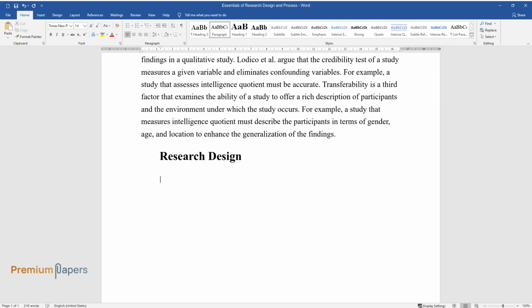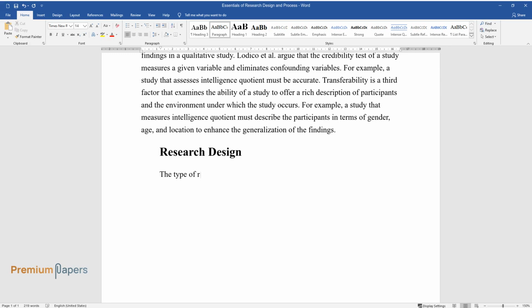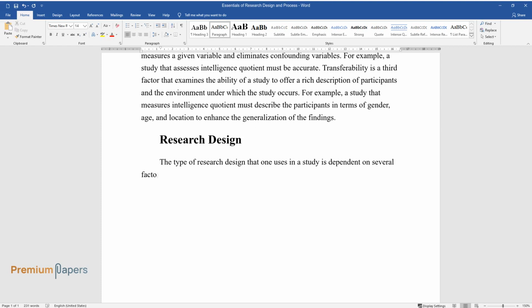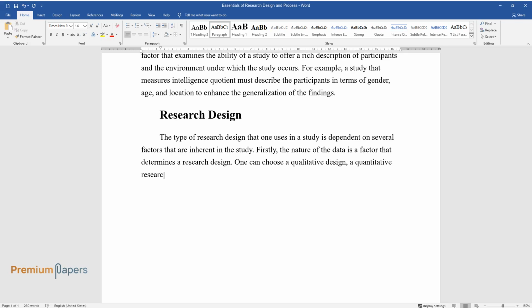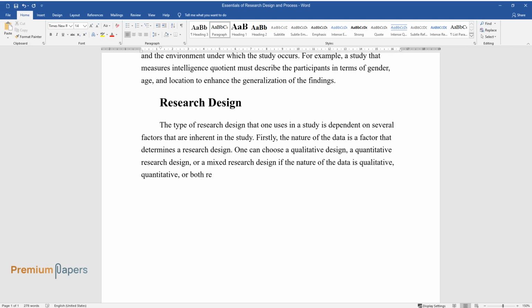Research design. The type of research design that one uses in a study is dependent on several factors that are inherent in the study. Firstly, the nature of the data is a factor that determines a research design. One can choose a qualitative design, a quantitative research design, or a mixed research design if the nature of the data is qualitative, quantitative, or both respectively.